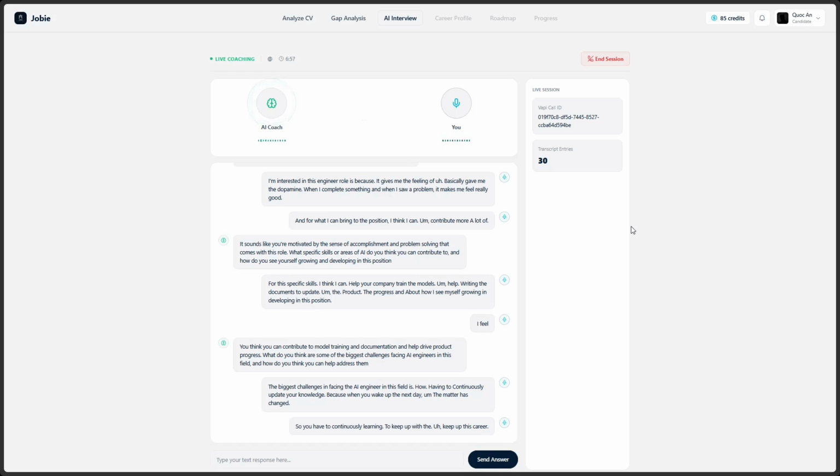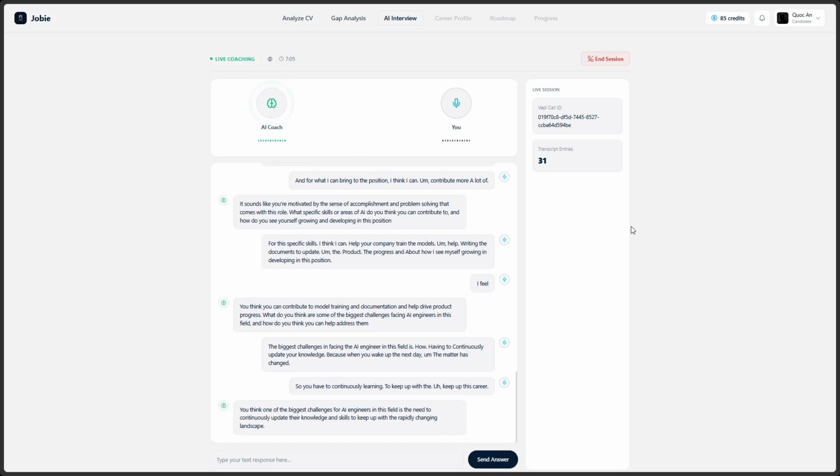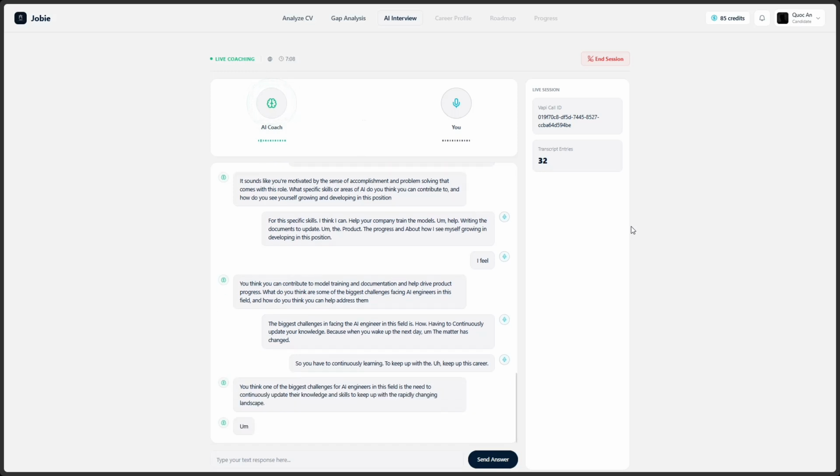You think one of the biggest challenges for AI engineers in this field is the need to continuously update their knowledge and skills to keep up with the rapidly changing landscape. Do you have any questions about the role or the company? No, I don't.